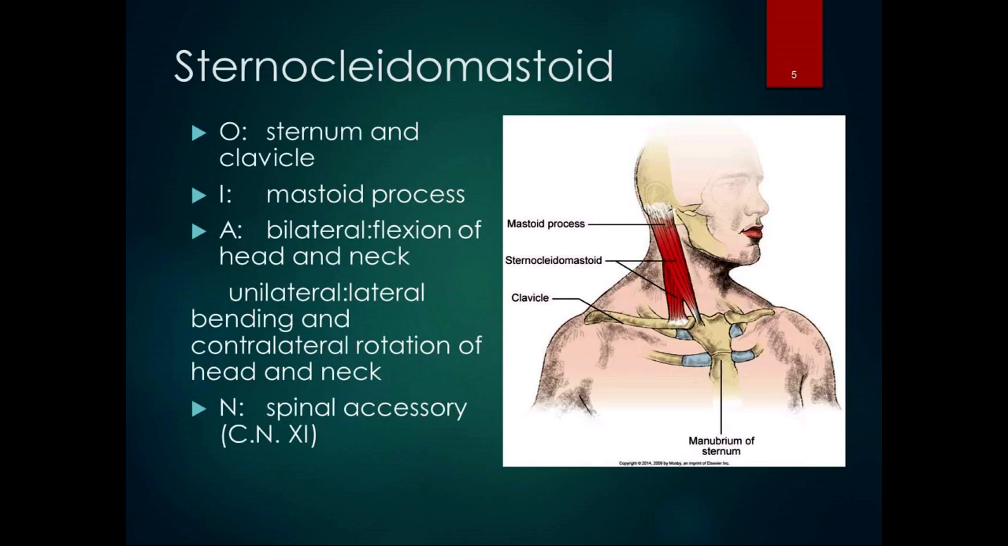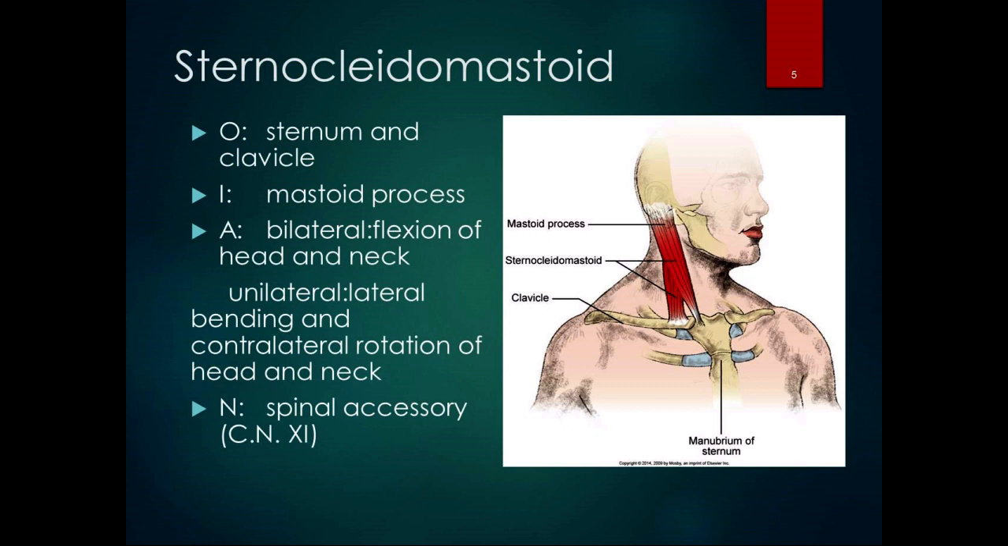So the sternocleidomastoid, see, this is one of those muscles that I love that tells you exactly where it goes to and from. Sterno, it attaches to the sternum. Cleido, it attaches to the clavicle. Mastoid, it attaches to the mastoid. So the origin is the sternum and the clavicle. The insertion is the mastoid process.